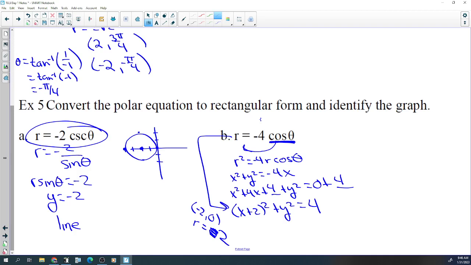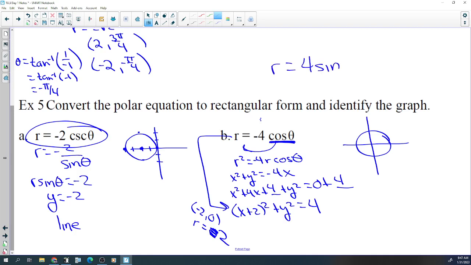And if I had a circle right down the middle, which way was that circle pushed? To the left, right, along the x-axis and in the negative direction. -4 cosine. Negative direction along the x. Notice that the diameter is 4. The diameter is 4. Okay, so could you draw this circle quickly?